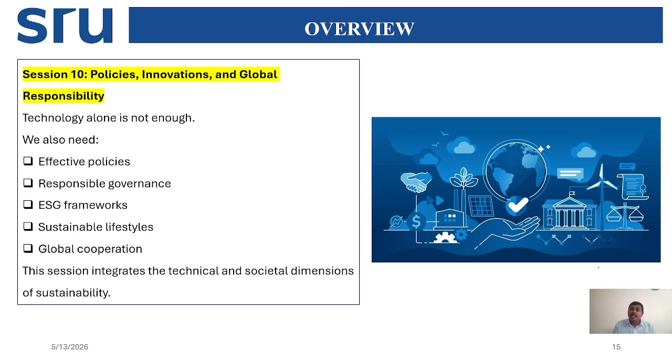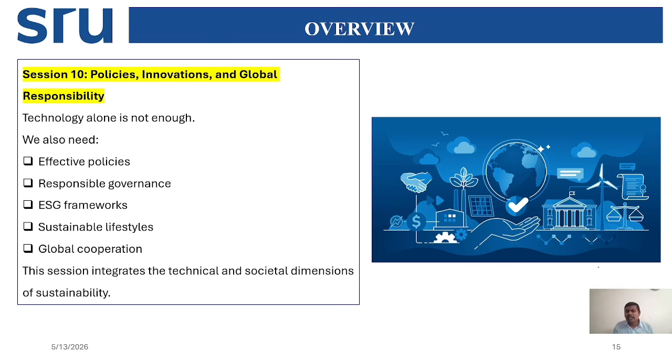Next, in all these sessions we discussed the sustainability aspects. Then the 10th one is about the process of implementation. We should know how to implement these sustainability aspects into our day-to-day life. That's why this requires the integration of high-level policies, innovations and global responsibility to integrate the SDGs, that is, Sustainable Development Goals. We also need to plan and implement effective policy integration for industry as well as community engagement. Responsible governance should be there at the government level, an ESG framework should be framed, and we have to maintain sustainable lifestyles and global cooperation.